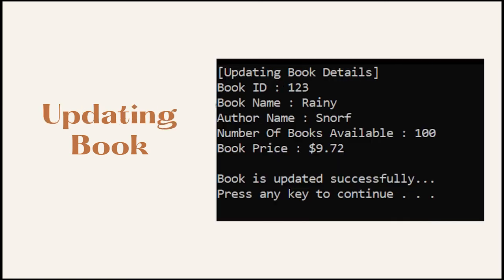Then you have the update book function. What this function does is that it updates the book name, the author name, the number of books available, as well as the book price for the books that are in the system. This will be prompted to the user, and the user would have to enter a new book name, a new author name, the updated number of books in the system, and the new book price.